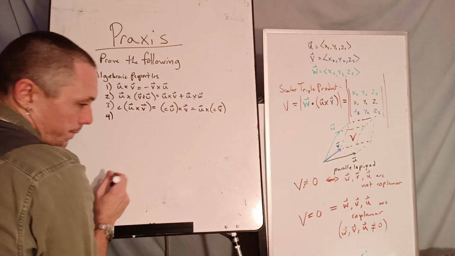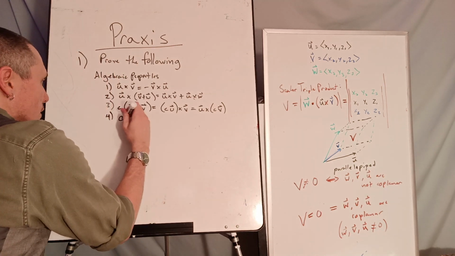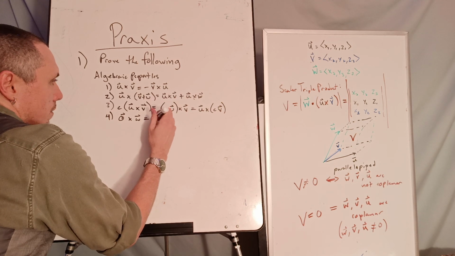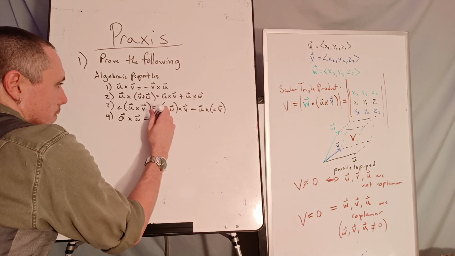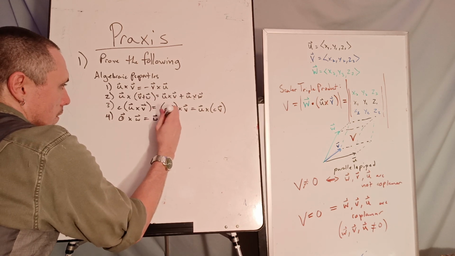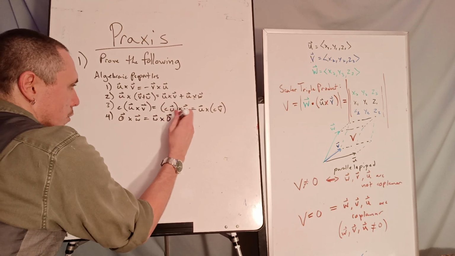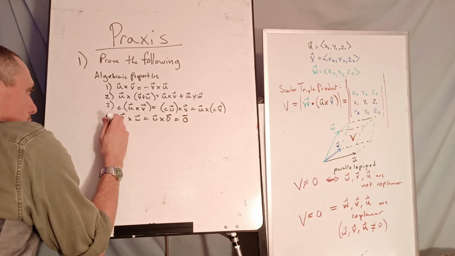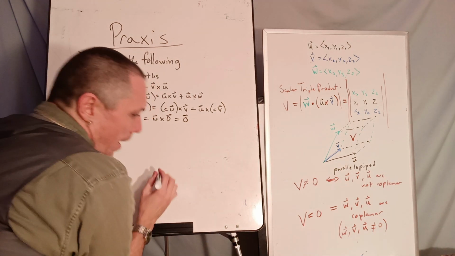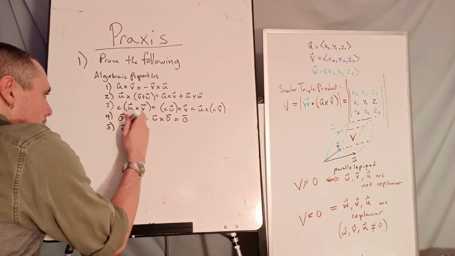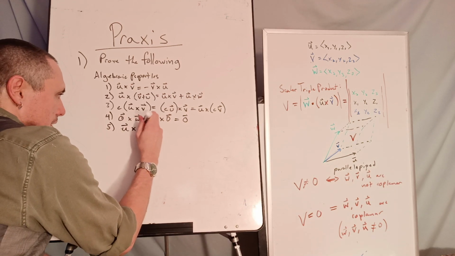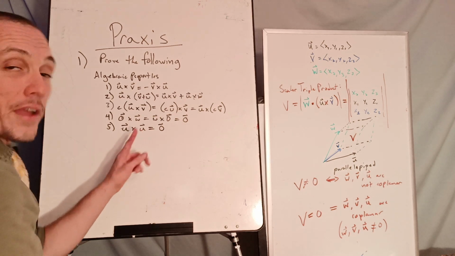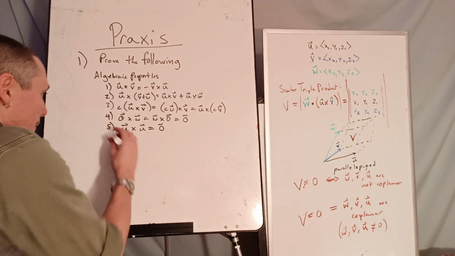Number 4. If you take the 0 vector and you cross product with anything, doesn't matter how you do it, left or right, you get the 0 vector in this case. That's an easy one to show. Number 5, any vector cross product with itself is 0 as a vector. Well, think about it. What's the angle between them?